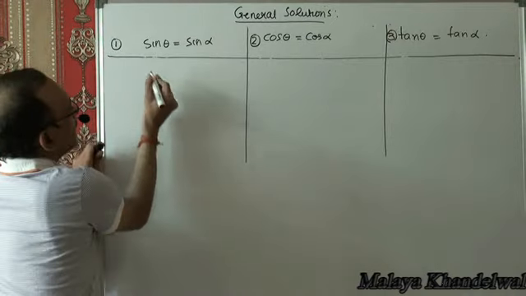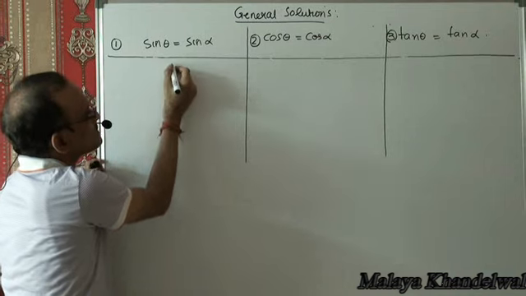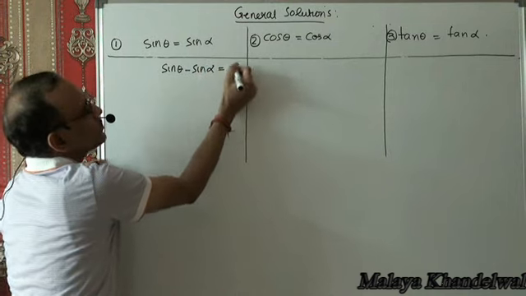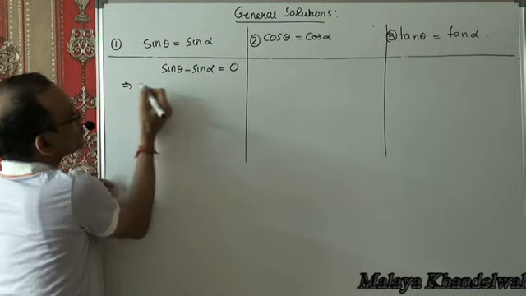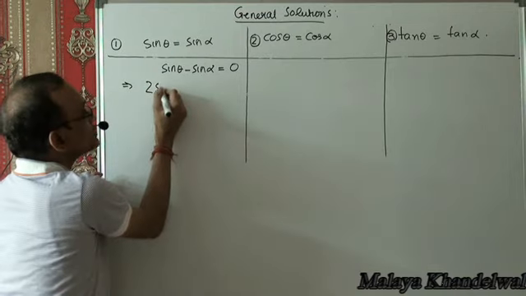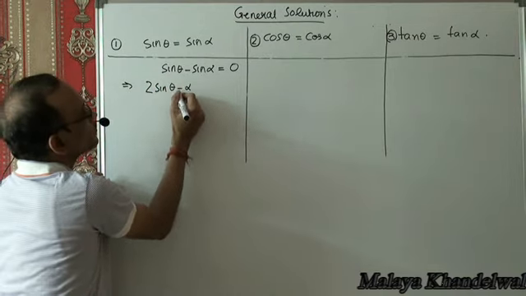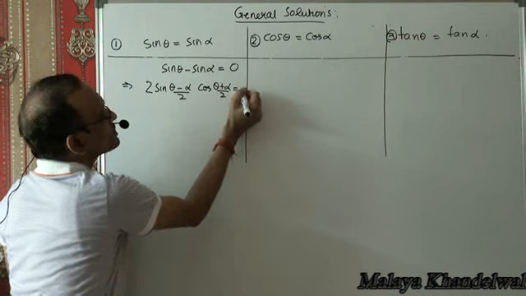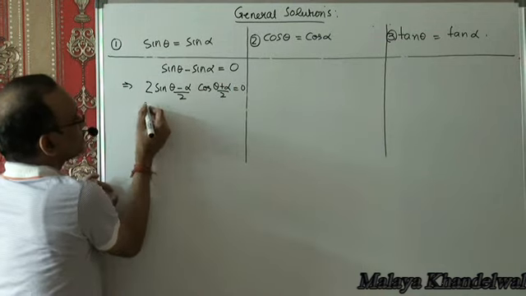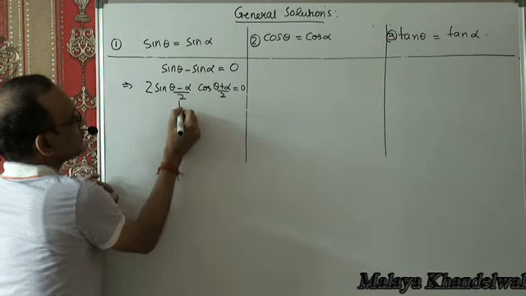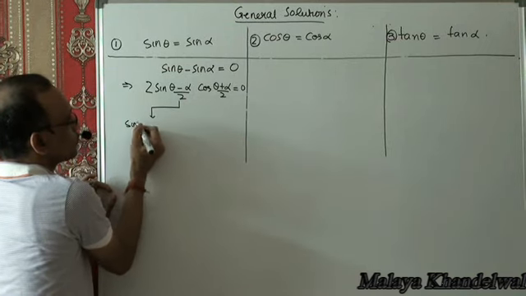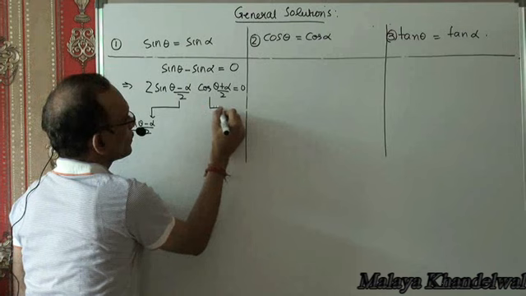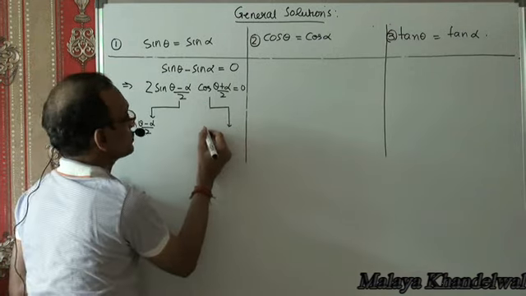So sine theta equal to sine alpha is about sine theta minus sine alpha equal to 0, right? And that's going to be about 2 sine of (c minus d) by 2 cos of (c plus d) by 2 equal to 0, which gives me either sine of (theta minus alpha) by 2 is 0, or cos of (theta plus alpha) by 2 is 0.